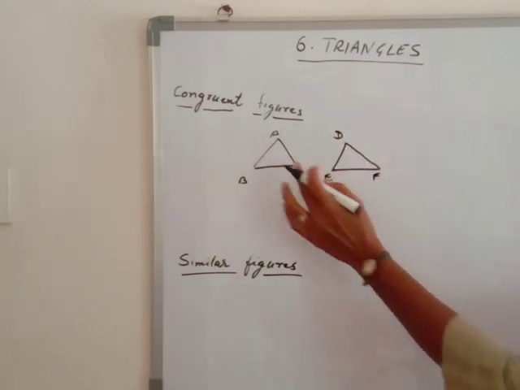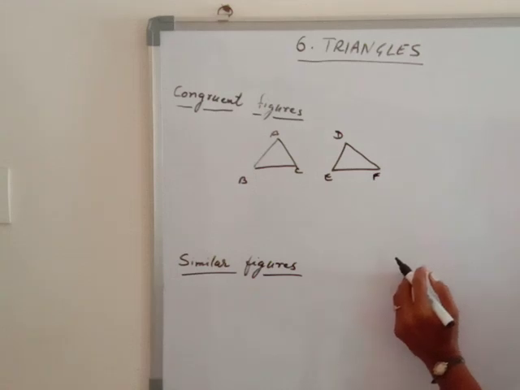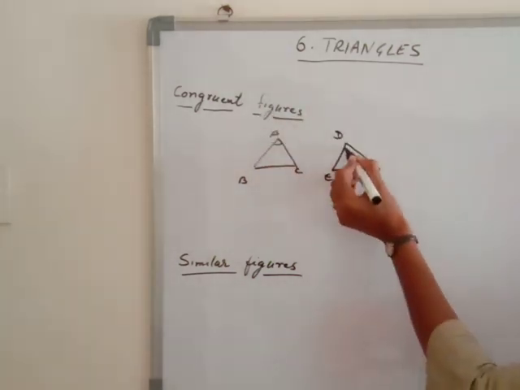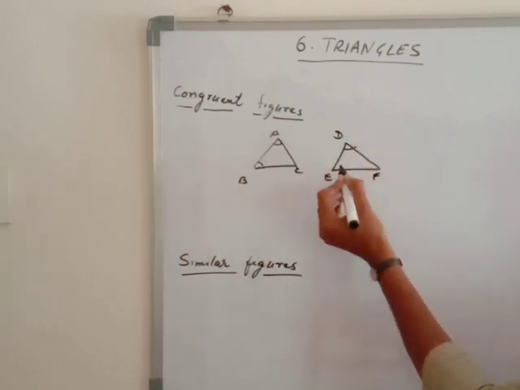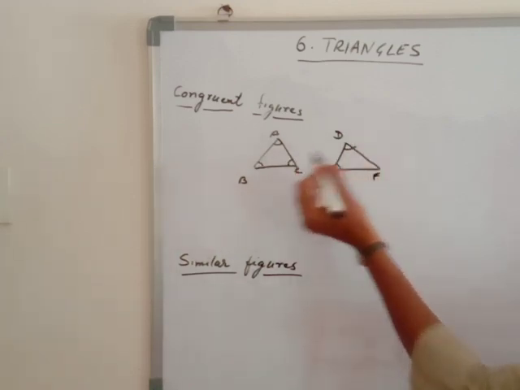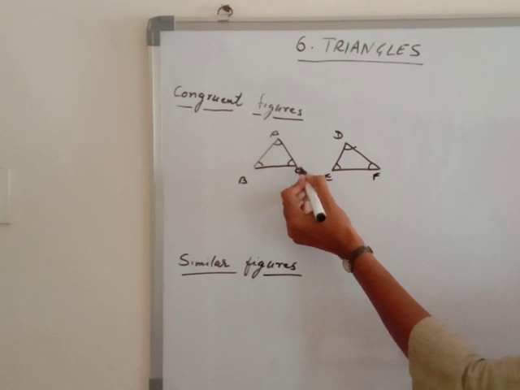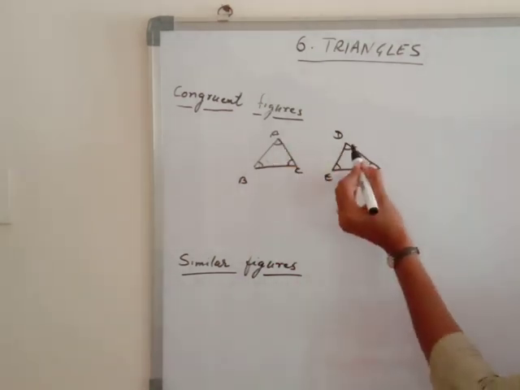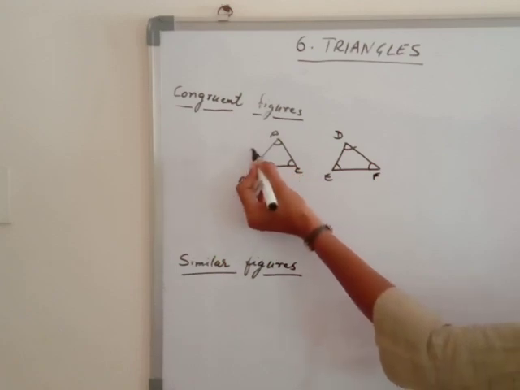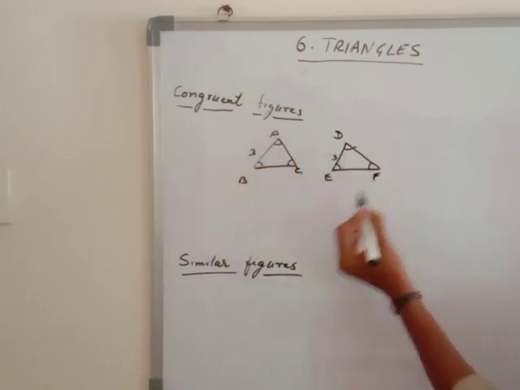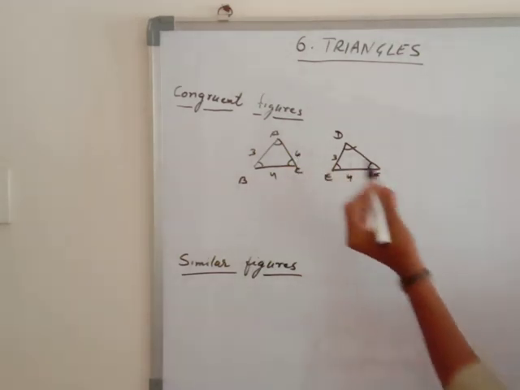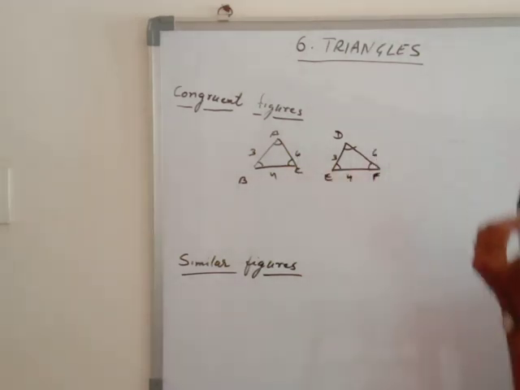DEF. Now, these two triangles are called congruent if and only if angle A is equal to angle D, angle B is equal to angle E, and angle C is equal to angle F, and AB is equal to DE. For example, it is 3 centimeter. This must be 3. This is 4. Then this must be 4. Suppose this is 6. Then this must be 6.